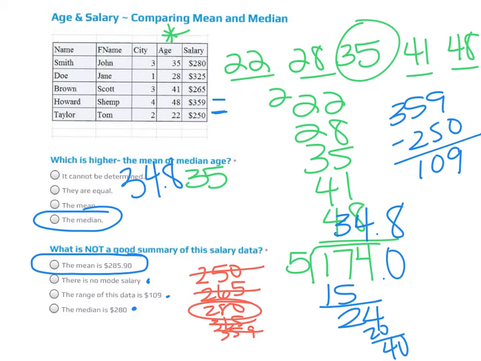So the mean is $285.90, would not be accurate.